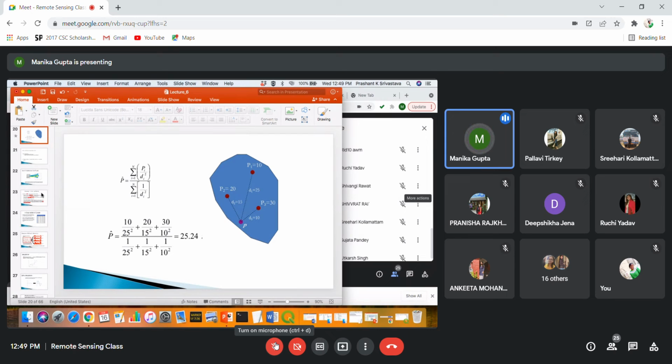But the formula for those who were not there yesterday, this is the formula. So P is the value, D1 square is the distance, divided by 1 upon D square. Have you all written the formula? Srihari, I'm going to ask you the answer for this. Yes, ma'am.